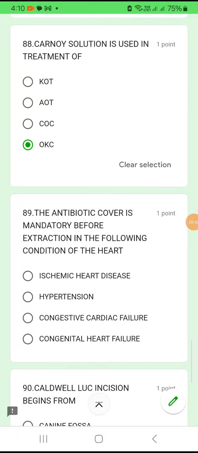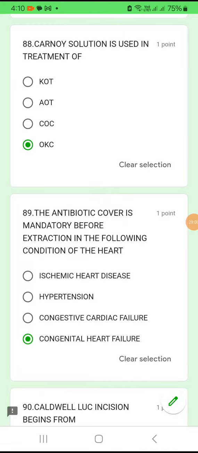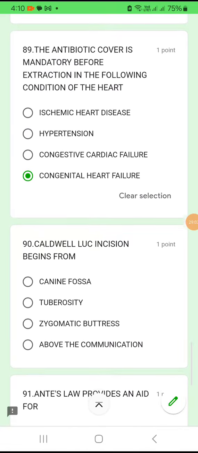Question number 89. The antibiotic cover is mandatory before extraction in the following condition of the heart. Okay, so antibiotic must be given in which condition? In case of ischemic heart disease or hypertension or congestive cardiac failure or congenital heart failure. If you have a congenital heart failure, definitely you should give an antibiotic coverage. So option D is the answer.